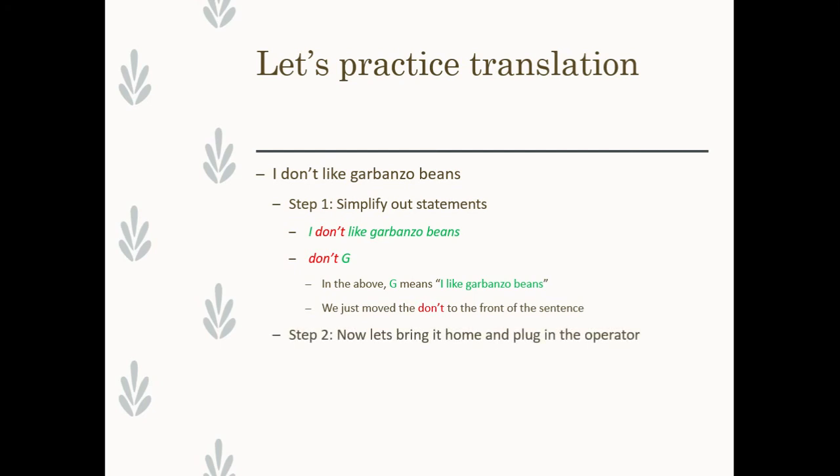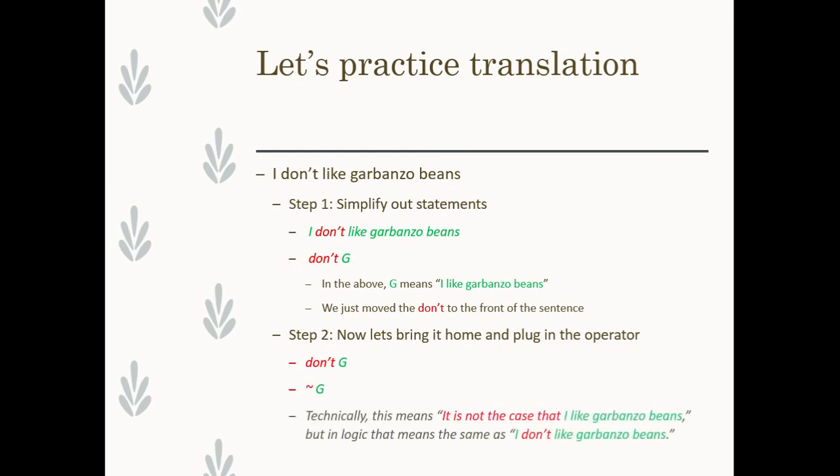And now we're going to bring it home and plug in the operator, and it's going to be don't G is squiggly line G. So negation G or tilde G, squiggly line G. Technically, this means it is not the case that I like garbanzo beans, but in logic, that means the same thing as I don't like garbanzo beans.